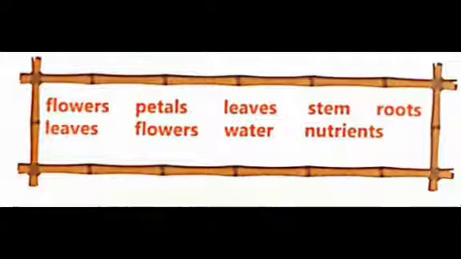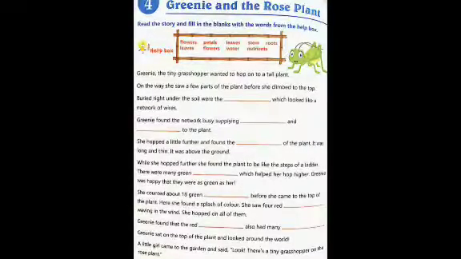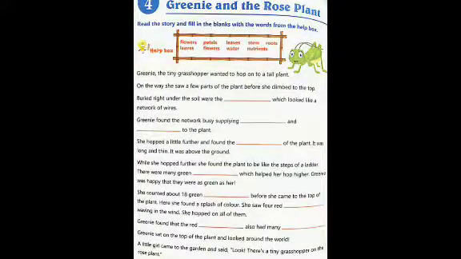Okay. See, children, look at the help box. That is flowers, petals, leaves, stems, roots, then leaves, flowers, water, nutrients. This is only in the help box. Using these words, we have to fill in the story's blank spaces. First, I will read the story with the blank spaces. Afterwards, you have to complete the blank spaces. I will also complete the story using the help box. Okay, darling? Let's see. Now, start the story.